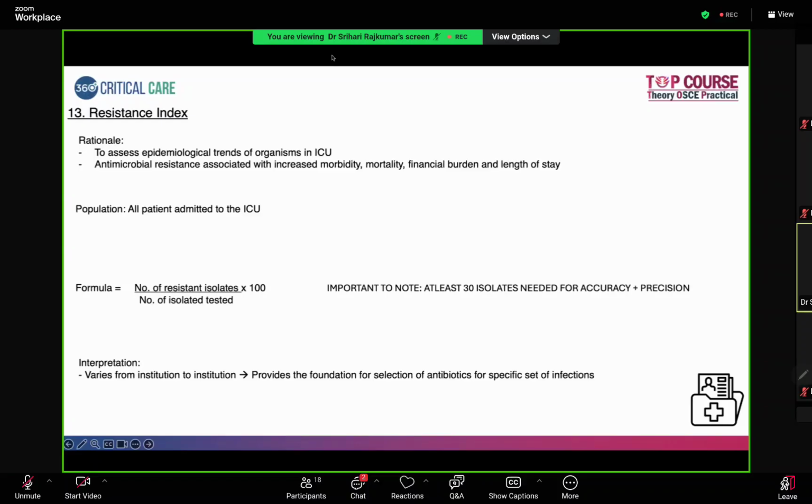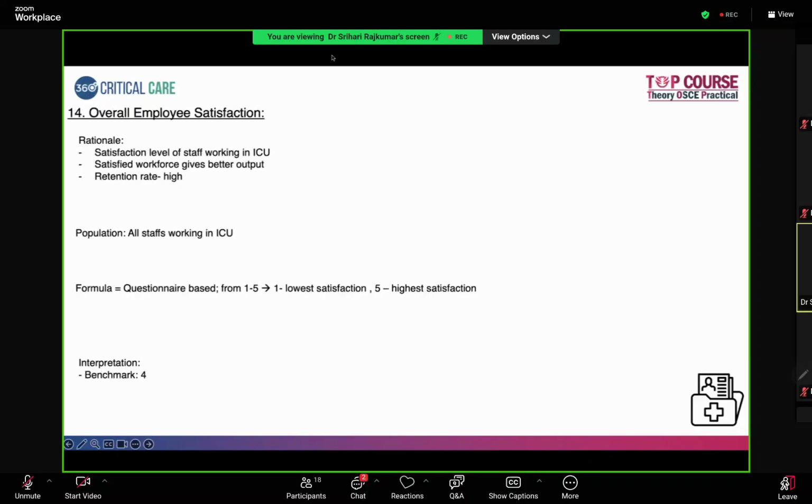This provides the foundation for selection of antibiotics for specific sets of infections. Like in each hospital, the antibiogram for an organism will vary for each antibiotic. So that is considered based on your resistance index.